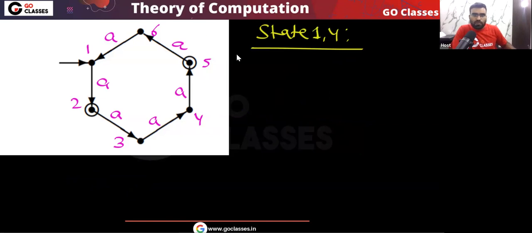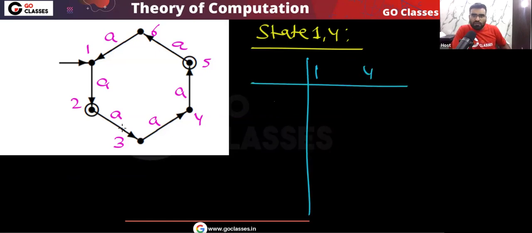For state 1 comma 4, which strings are you going to check? Strings of length at most 4, that is, strings of length at most n minus 2. So just check these strings.